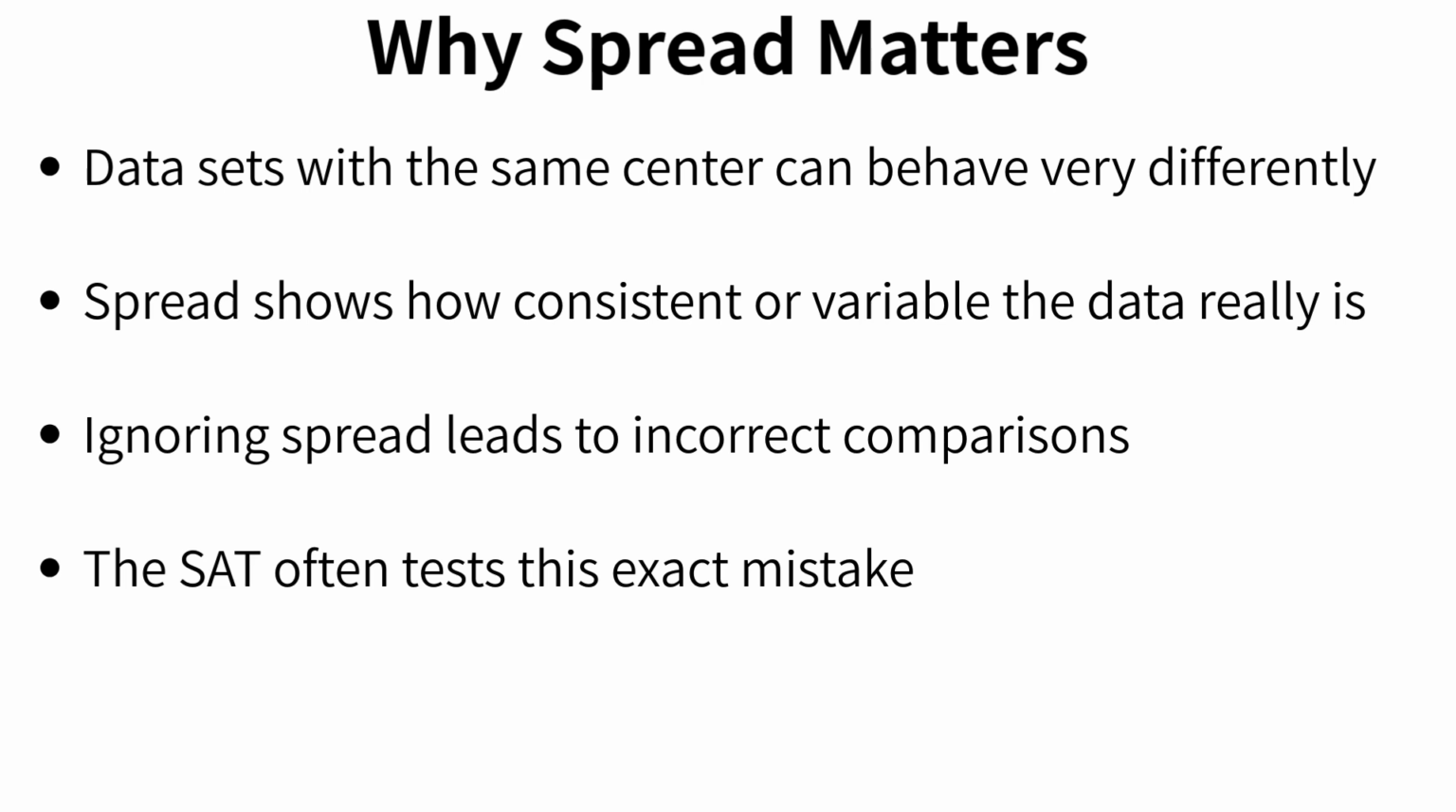One dataset may be tightly clustered, showing consistency, while another may be widely dispersed, showing instability, even though their averages match. On the SAT, many incorrect answers come from focusing only on the center and ignoring variability. To interpret data correctly, we must look beyond where the data is centered and understand how widely it is spread.